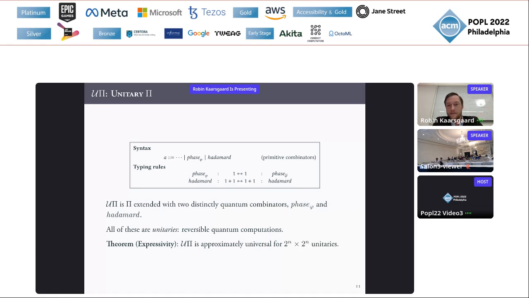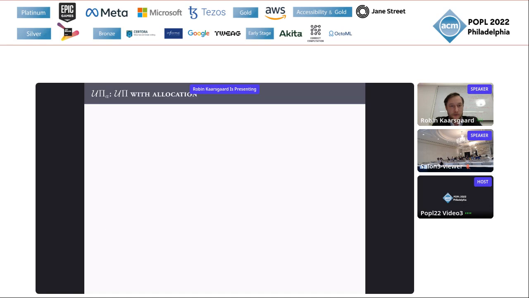So then, we can wonder if we actually have enough of these, and it turns out that we do, in the sense that Yuppie is what we call approximately universal for unitaries acting on qubits, and that's pretty much as good as we could get. Okay, so that was the base language done. Now we need to add these two effects. So how do we do that?